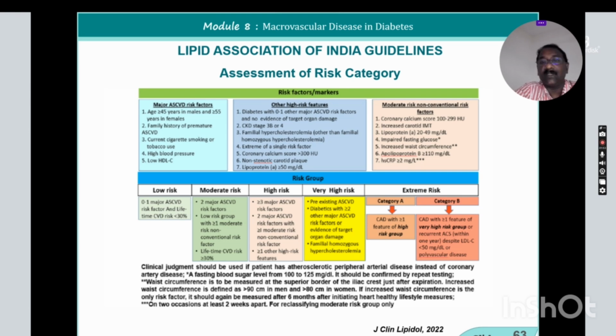Now the extreme risk individuals. See the extreme risk individuals. They are divided into two groups, A and B. A: coronary artery disease with more than one feature of high risk individual. Already had coronary artery disease, had angina, or had PTCA, or had CABG, etc. So he will be an extreme risk individual in a diabetic. And then the B category: coronary artery disease and very high risk group individuals and polyvascular disease. So in a single word, in this slide, you see that high risk individuals are the 5 groups, and diabetes comes under the very high risk individuals, and even the extreme risk also, provided you had a past history of coronary artery disease. So am I clear?